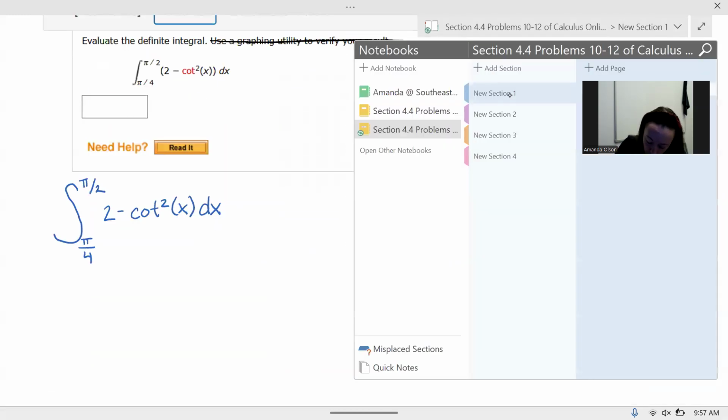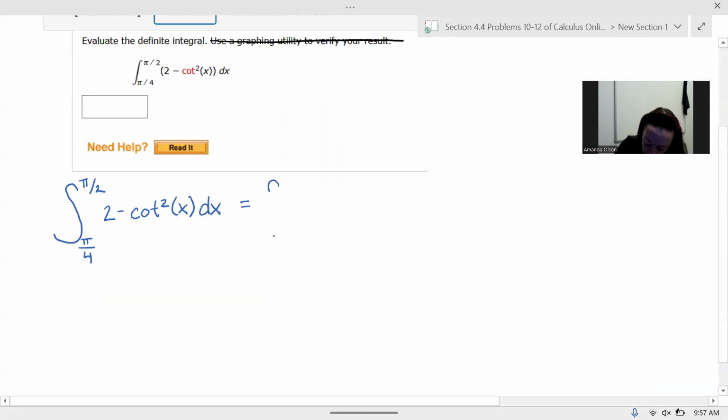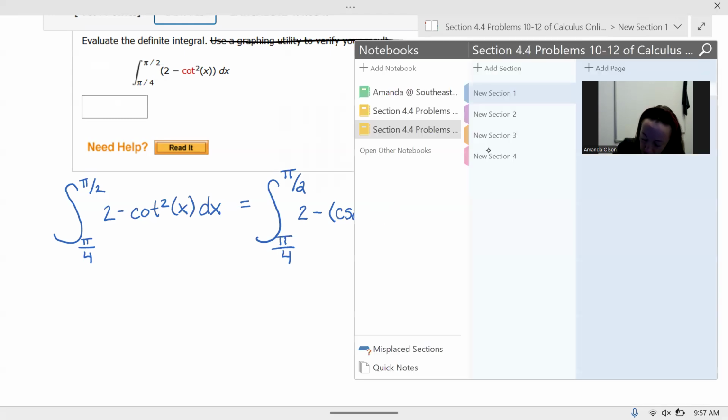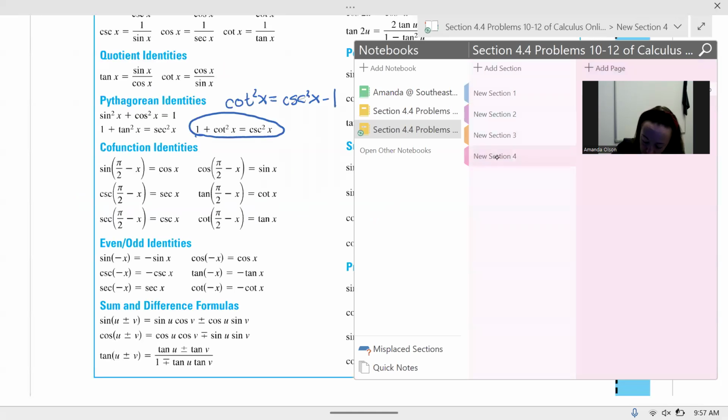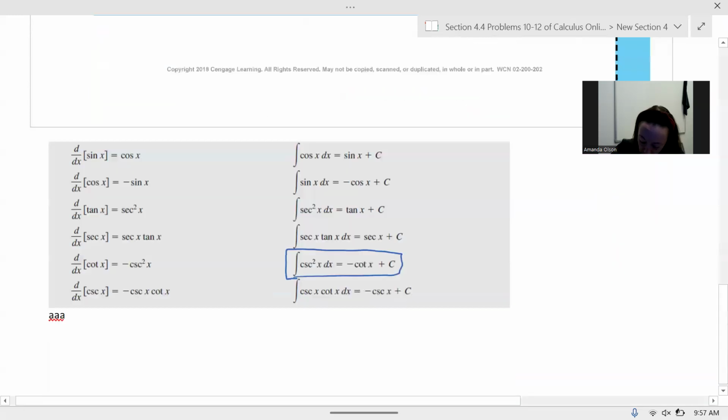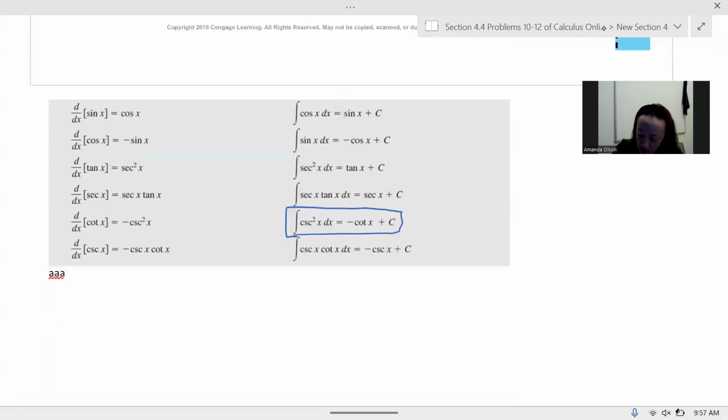Going back to our problem, we're going to replace, and we'll keep our bounds the same because we haven't adjusted, we're just using equivalent functions. We haven't changed our variable or anything like that. So we have here 2 minus, and then for that cotangent squared x, we're going to replace that with cosecant squared x minus 1. Okay, just double checking, cosecant squared x minus 1 for our cotangent. And the other thing that we want to keep in mind is that the antiderivative of cosecant squared is negative cotangent.